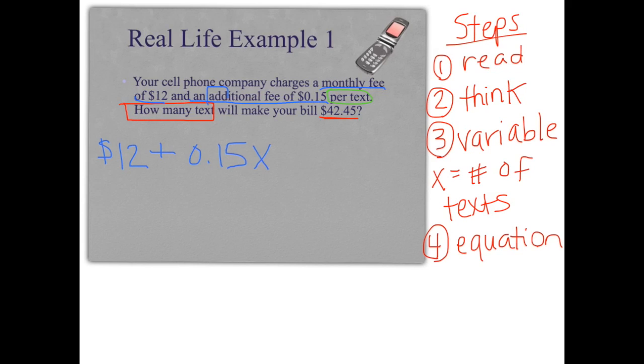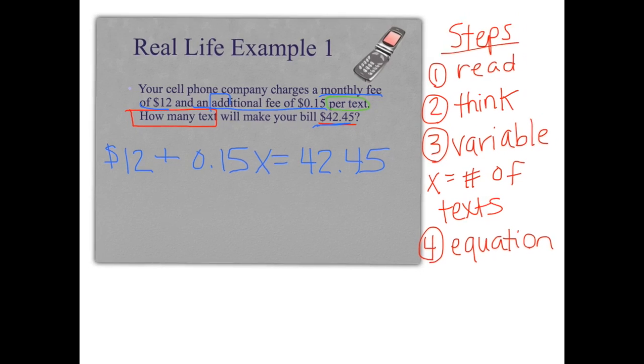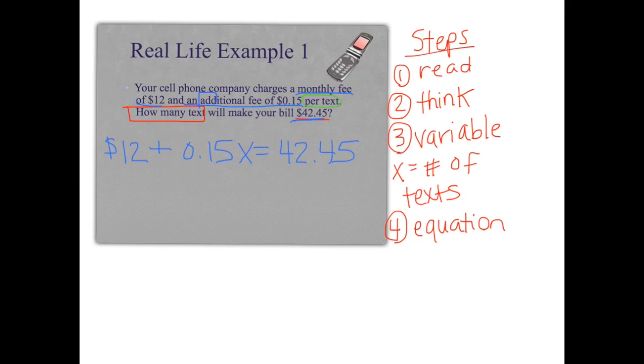So we have our base fee of $12 with the additional fee of 15 cents times x, and that equals our bill of $42.45. Okay, and that is our equation. So now let's continue with our steps.